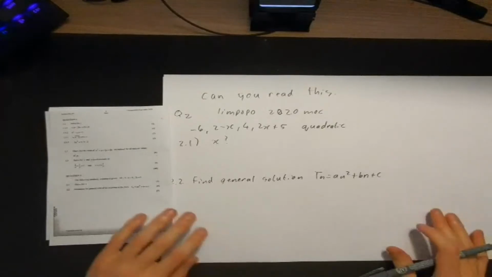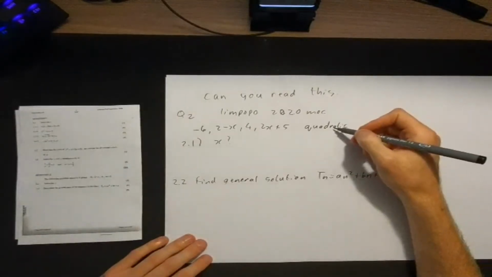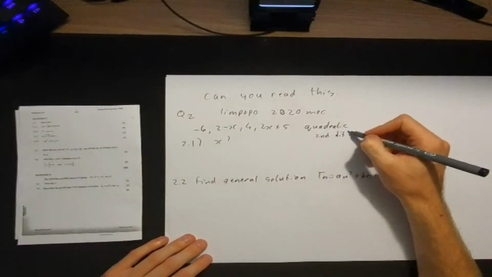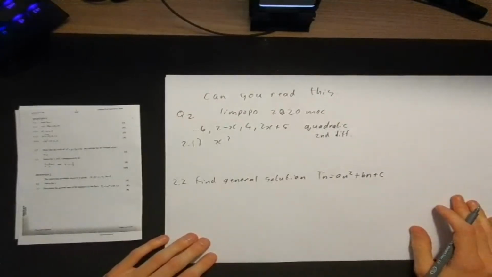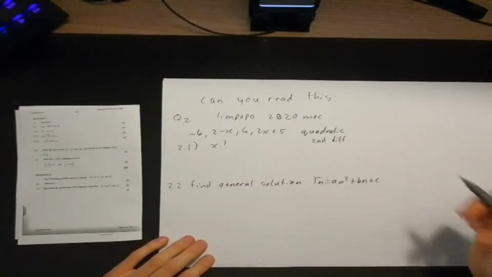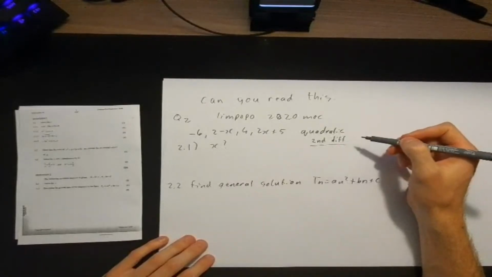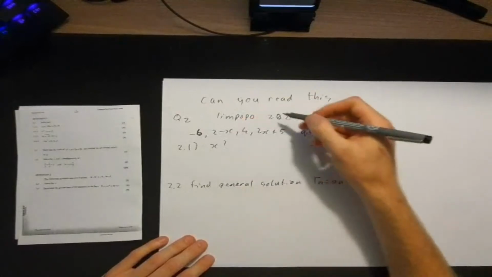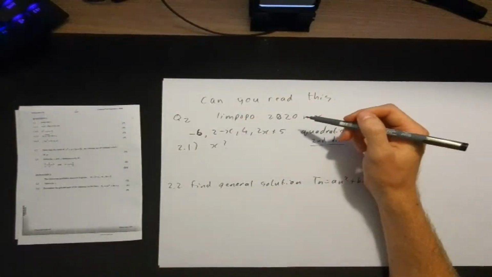Okay, so just a key note you have to take into account. Remember, quadratic has two differences, so there's a second difference that you have to take into account there. If you're struggling to figure out how you're supposed to solve for x, I'll write a bit bigger. Quadratic has got two differences. So this is -6, that's 2 minus x, 4, 2x plus 5.